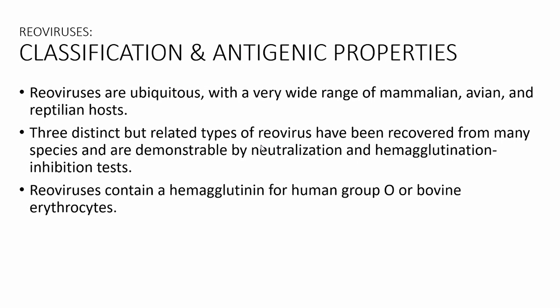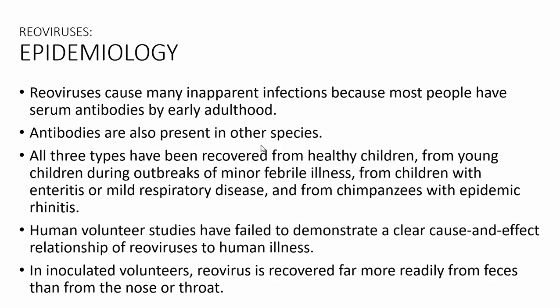Reoviruses contain a hemagglutinin for human group O or bovine erythrocytes. For its epidemiology, they cause many inapparent infections because most people have serum antibodies by early adulthood, and antibodies are also present in other species. All 3 types have been recovered from healthy children, from young children during outbreaks of minor febrile illness, from children with enteritis or mild respiratory disease, as well as from chimpanzees with epidemic rhinitis. Human volunteer studies have failed to demonstrate a clear cause and effect relationship of reoviruses to human illness.